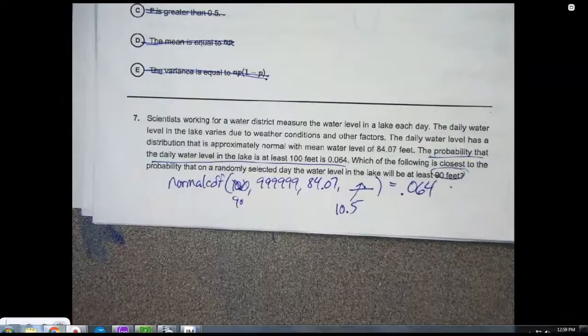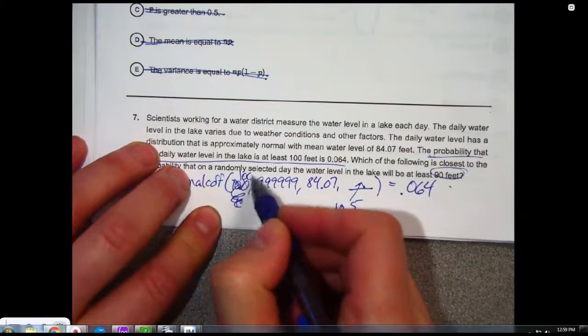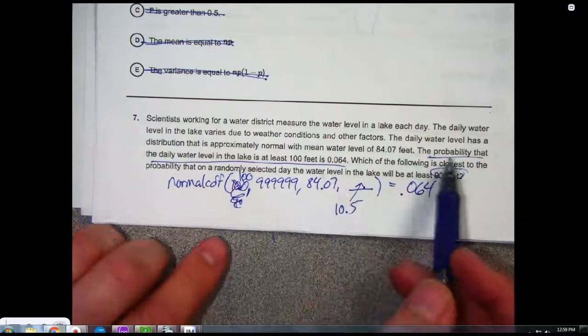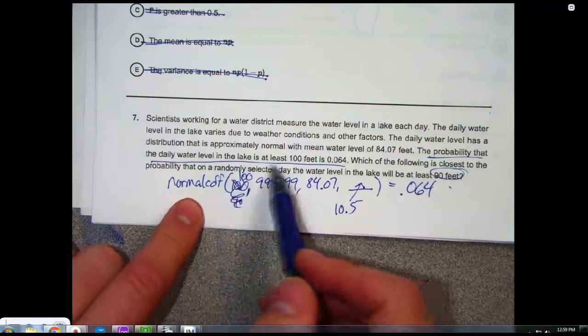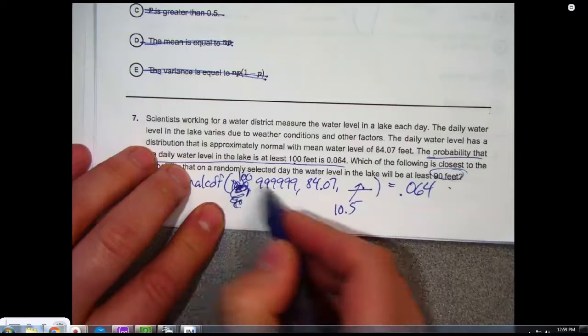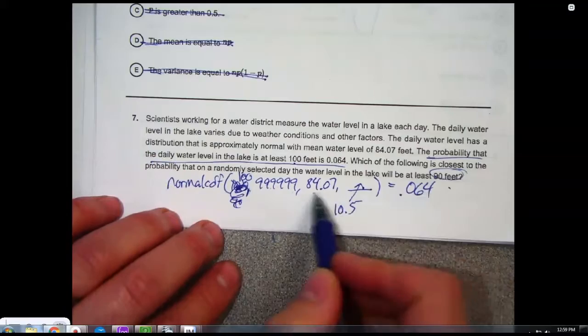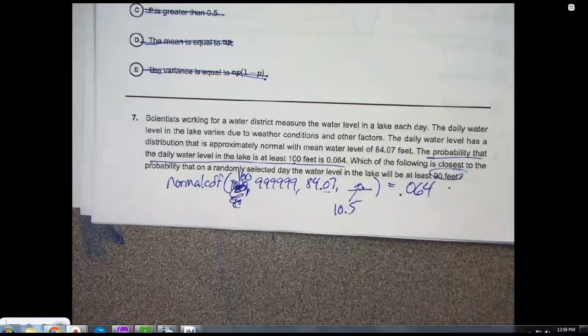Number 7 was rough. Number 7 was a very hard problem. I think 2 people got it right. No, more than 2, but this is a tough one. They don't give you the standard deviation, so what I did was guess and check. They tell me the probability that the water level in the lake is at least 100, so 100 or more, is 0.064. They give me the mean, and they don't give me the standard deviation.